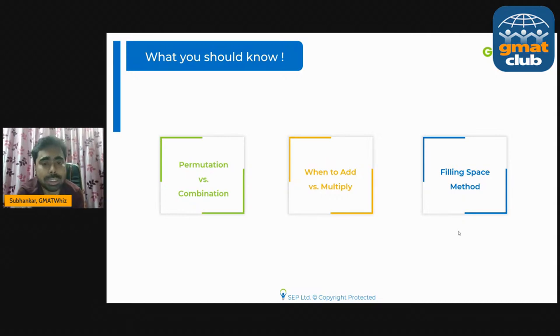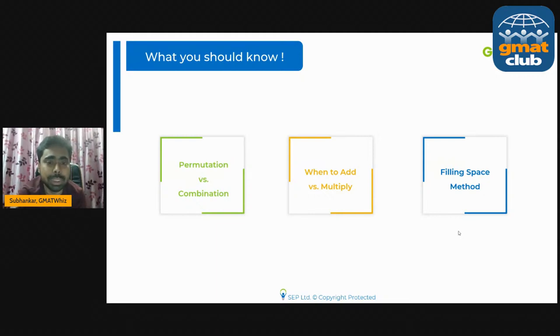Just hold on. Next, we definitely expect that you should know when to add and when to multiply. We add when we have something called 'or'. This is a golden rule you can think about. And we multiply when we have something called 'and'. While doing these questions, I will also touch upon this.